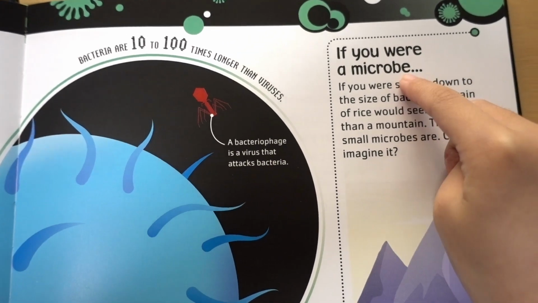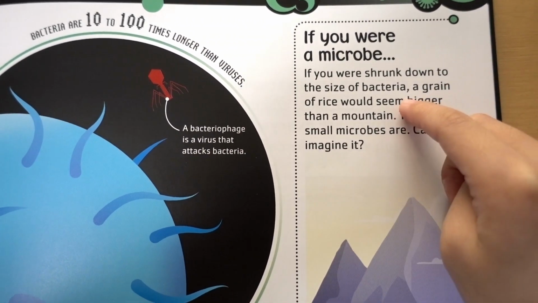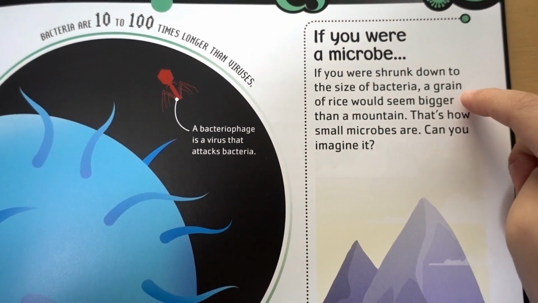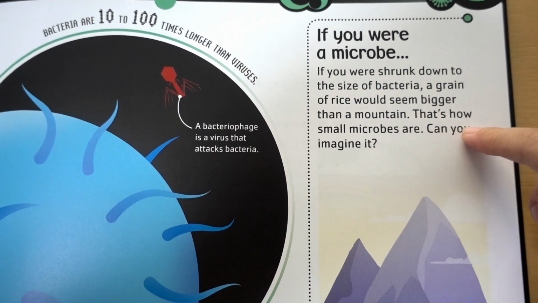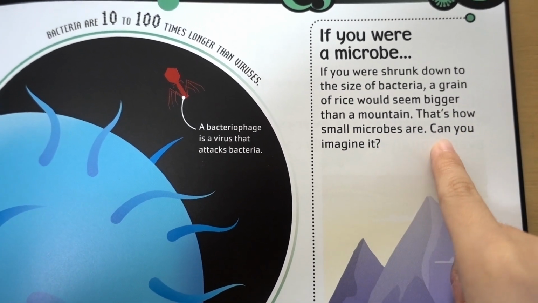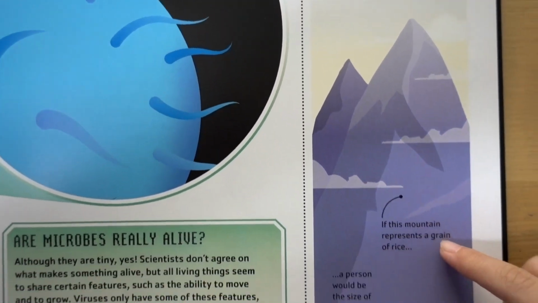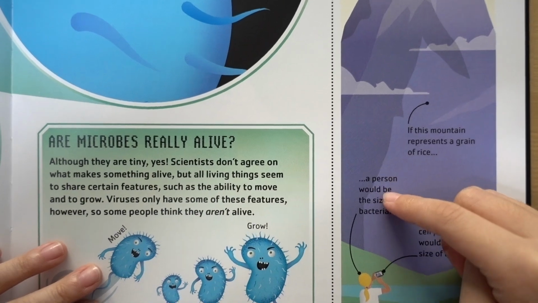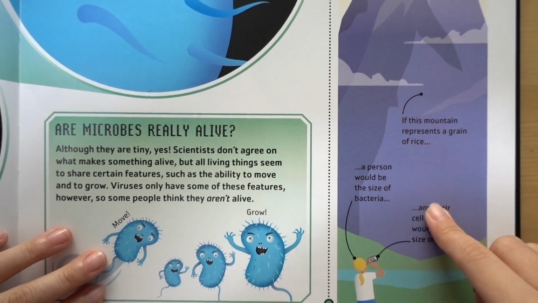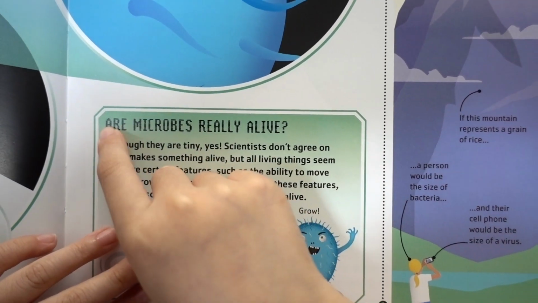If you were a microbe, if you were shrunk down to the size of bacteria, a grain of rice would seem bigger than a mountain. That's how small microbes are. Can you imagine it? If this mountain represents a grain of rice, a person would be the size of bacteria, and a cell phone would be the size of a virus.